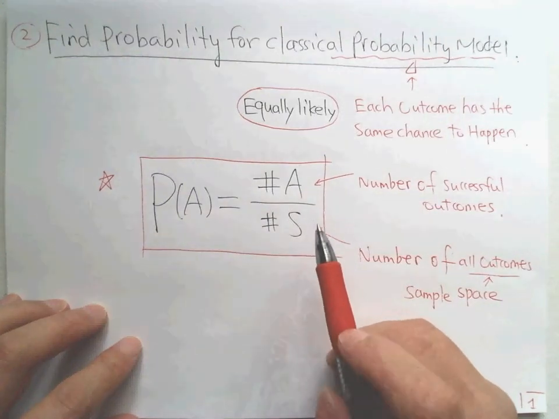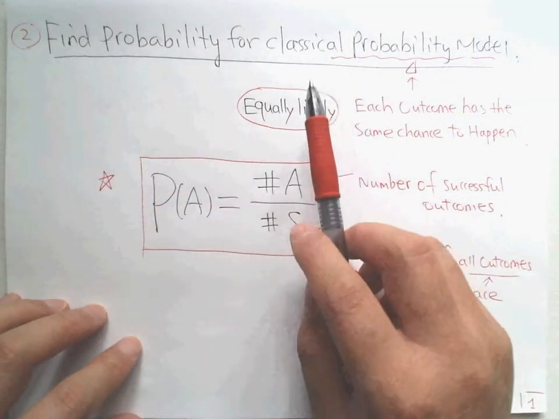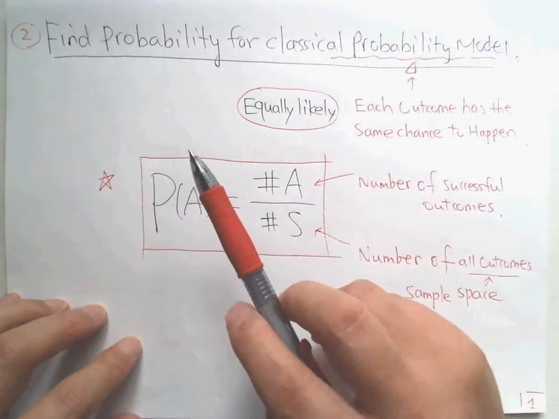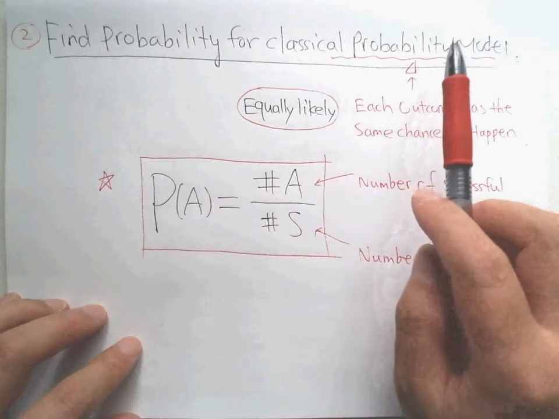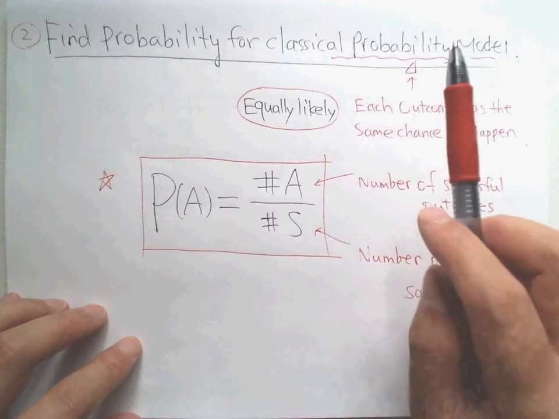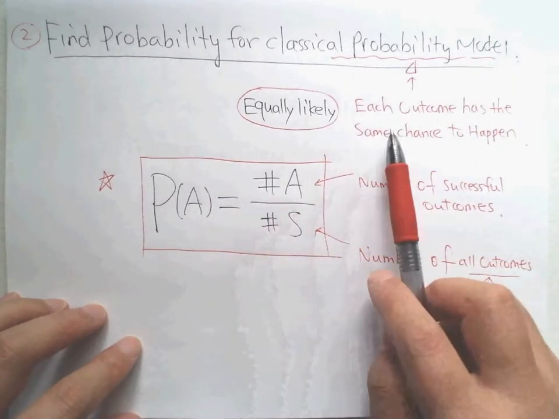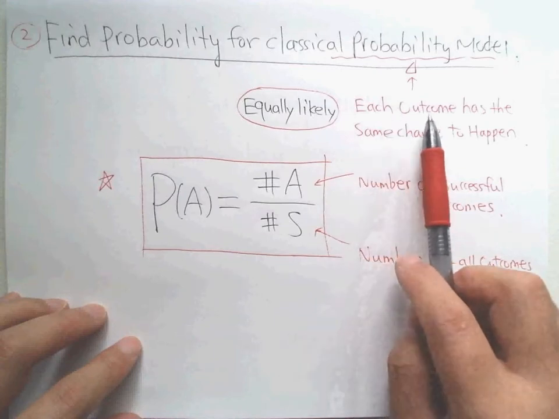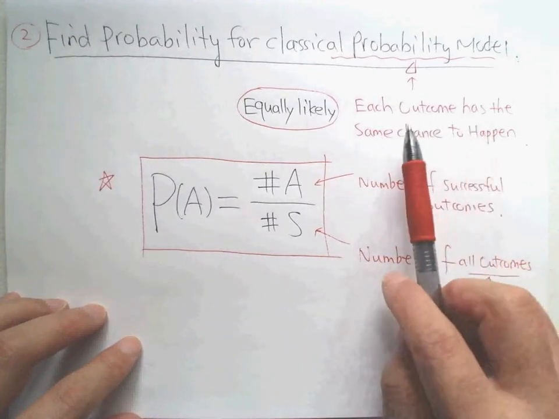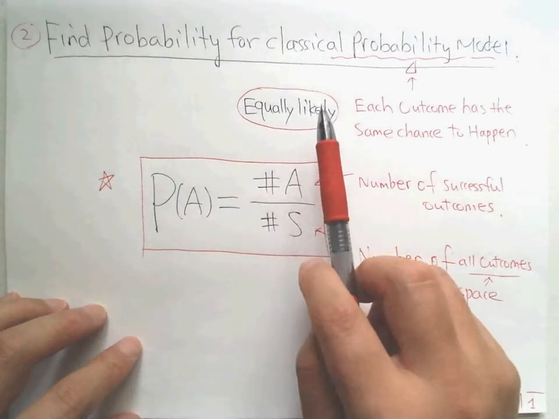In this lecture, I am going to find probabilities for the classical probability model, which is the major model in probability. Most models are classical probability models. What is a classical probability model? If each single outcome has the same chance to happen, or we say it is equally likely to happen for each outcome. What does this mean?